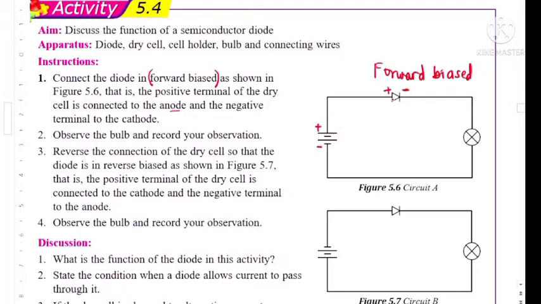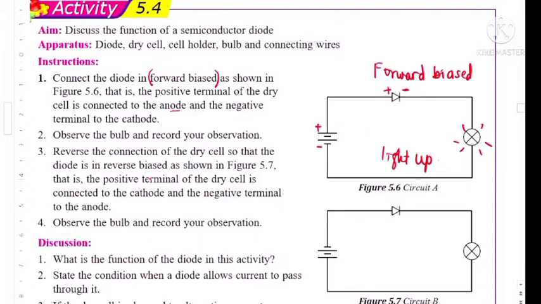In this forward bias, it will cause the voltage across the junction to be overcome, and current is allowed to flow in the circuit. Thus, the bulb lights up. So for forward bias, diode allow current to flow.